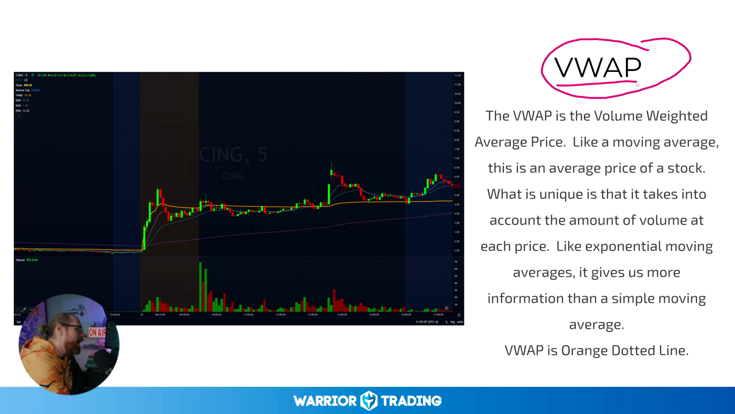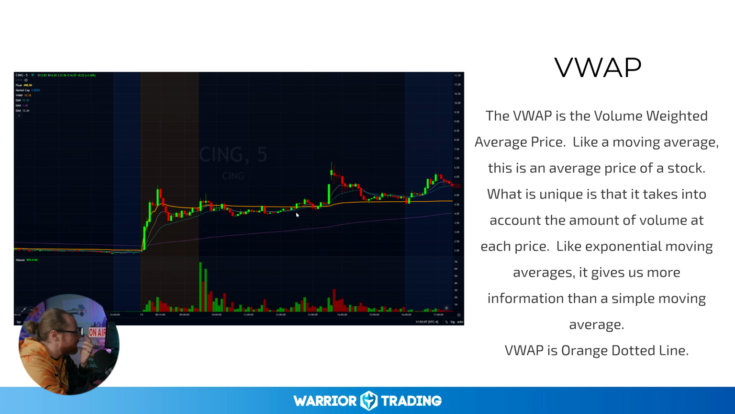So we say VWAP, volume weighted average price. It's like a moving average, except that it includes the amount of volume that traded at these different prices. So it's a more detailed type of moving average in that sense. Now, I really like it because it actually shows us the equilibrium price of the stock over the course of the day, the exact average price over the whole day.